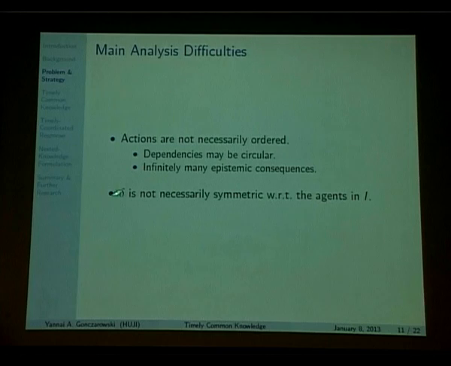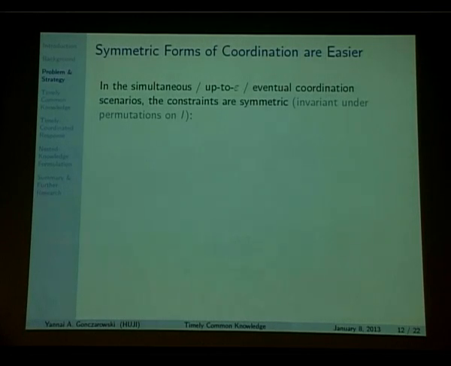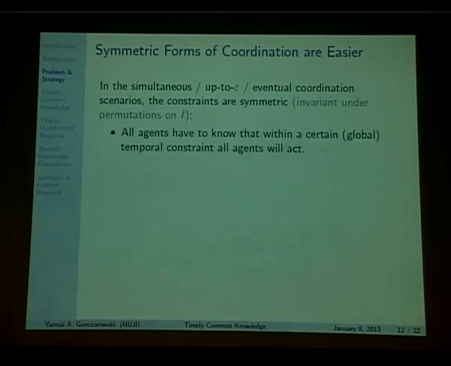Second problem, which turns out to be very dramatic, is that the delta is not necessarily symmetric with regards to the agents in I. What does that mean? We're not talking about up to epsilon coordination. We're talking about 7 minutes here, 3 minutes here, 5 minutes here. If we perform a permutation on the names of the agents, it's a totally different problem. Why does that bother us so much?